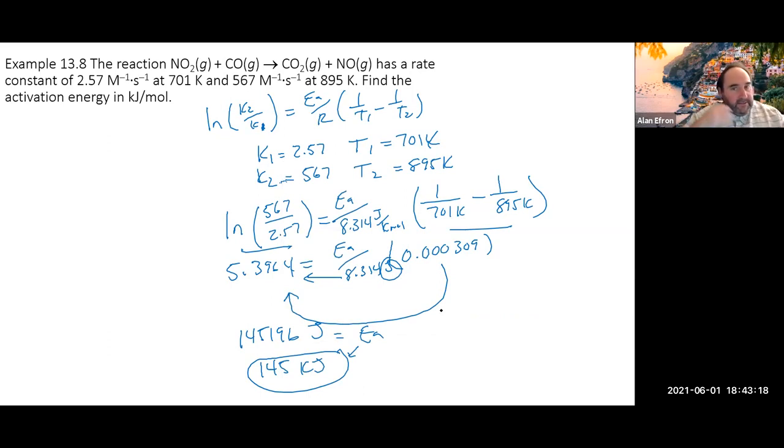All right, so again, this is the Arrhenius equation relationship between temperature and the rate. And again, as I was mentioning a second ago, our temperature went from 701 to 895. We increased the temperature and we see a pretty dramatic increase in the rate here, right? It went from 2.57 basically to 567. And we do see that pretty good increase in the rate of this particular reaction.